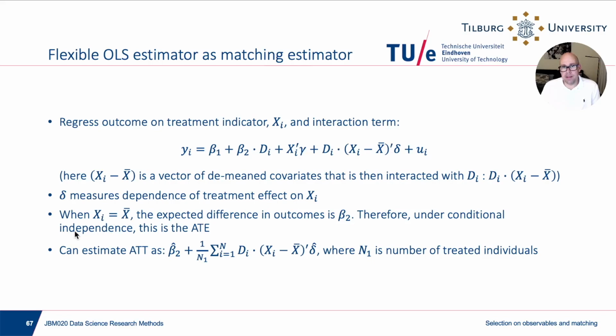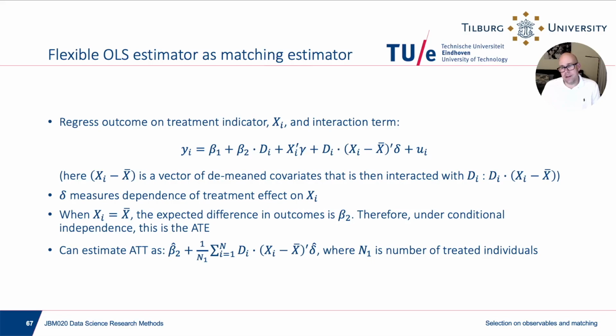Now, let's inspect this a little bit more. So when xi is equal to x bar, which is the case for the average individual, already hints at the average treatment effect, then the expected difference in the outcome will not depend on this part here, because xi is equal to x bar. So the expected difference in the outcome is beta 2. Okay. So what that means is that you run this regression here, and then under conditional independence, when you have used this specification here, then beta 2 will be directly your estimate of the average treatment effect.